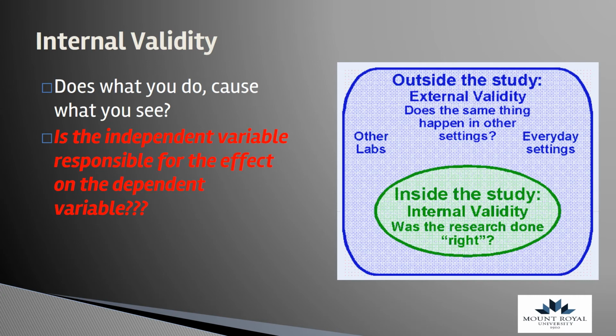Okay, we're going to look at the concepts of internal validity. Internal validity basically relates to experimental and quasi-experimental design. So the question is, does what you do cause what you see? Is the independent variable responsible for the effect on the dependent variable? So we're looking inside the study. What happened inside the study, and was the research done right, is another way to think about it.